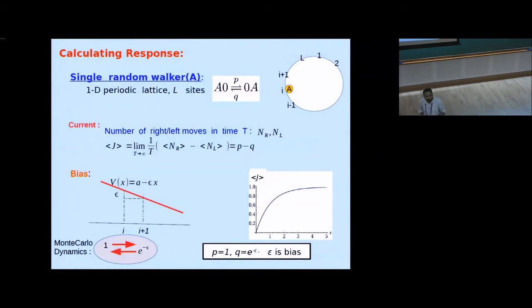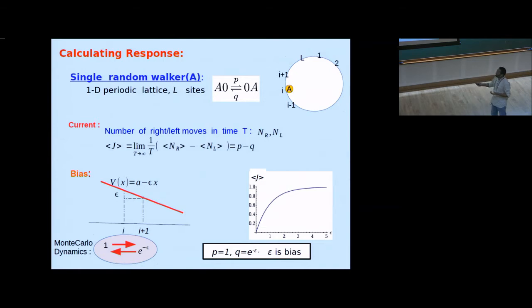Before going further, let us see what we mean by current and how to calculate current. Take a single random walker on a lattice, hopping from site 0 to the right with rate P and to the left with rate Q. This is a biased walk, and I have to define the bias.